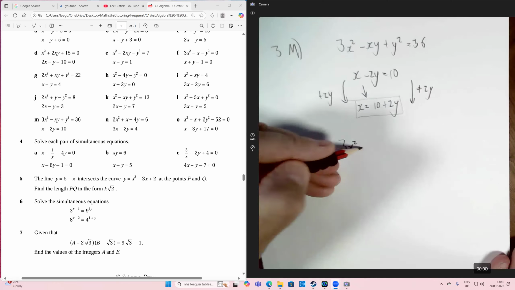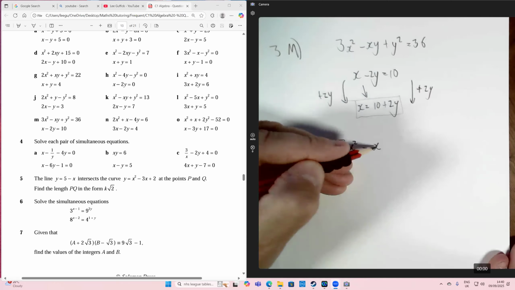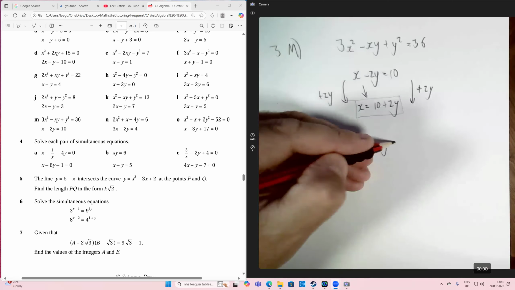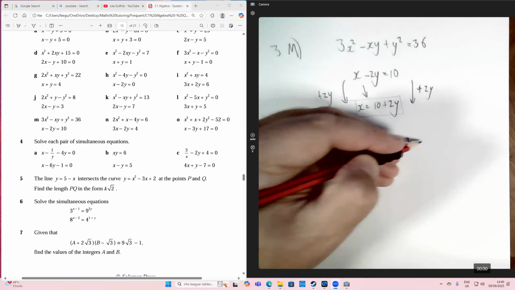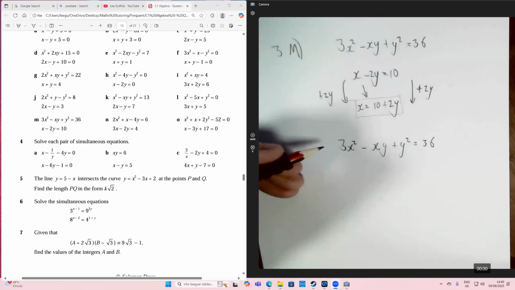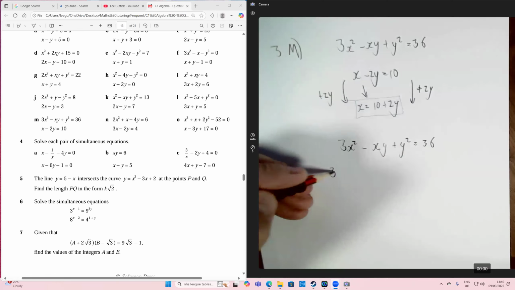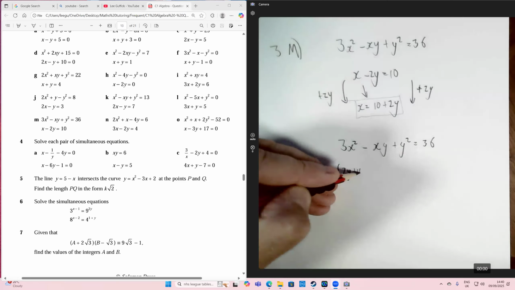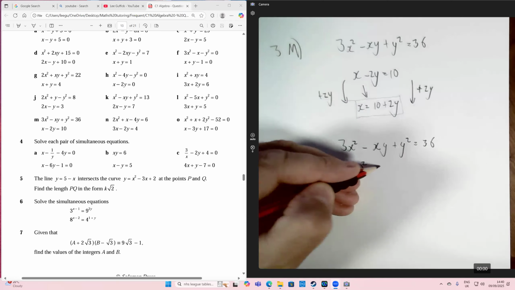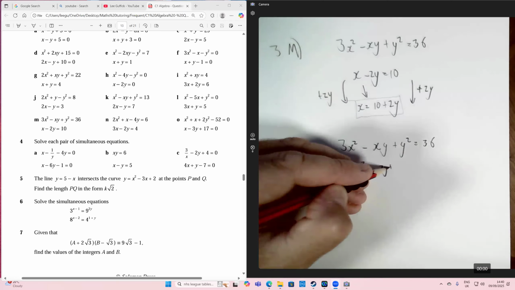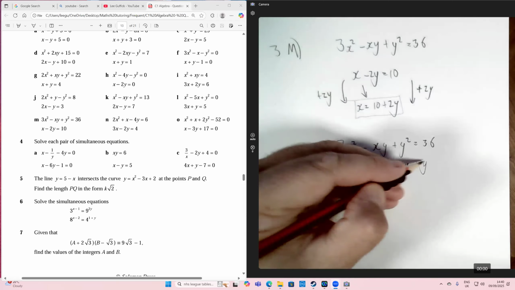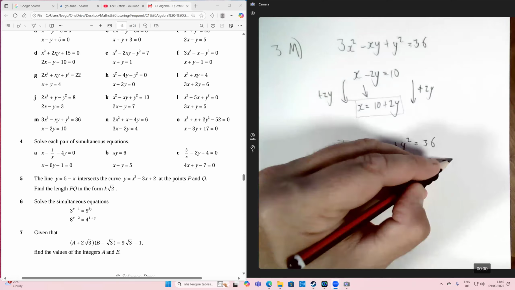So we've got 3x² minus x times y, and then plus y² is equal to 36. So let's sub that in now. We're going to have 3 times our x, which I'll write as 2y add 10, squared, minus 2y add 10 times y, plus y² is equal to 36.